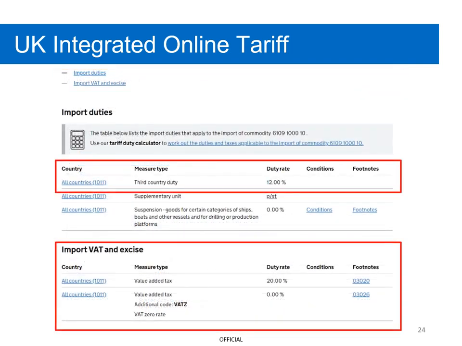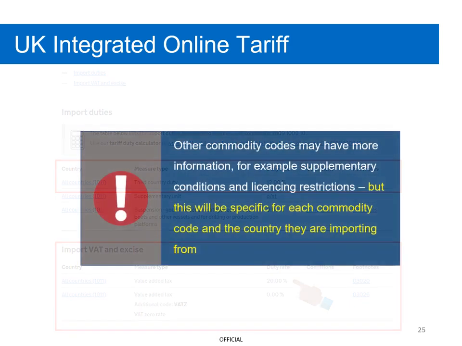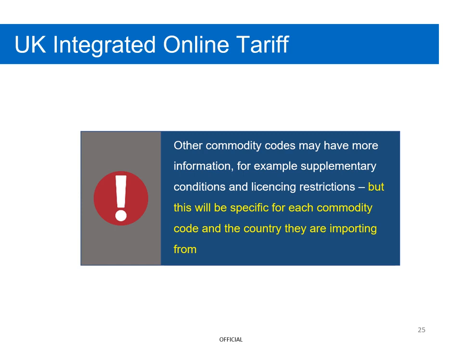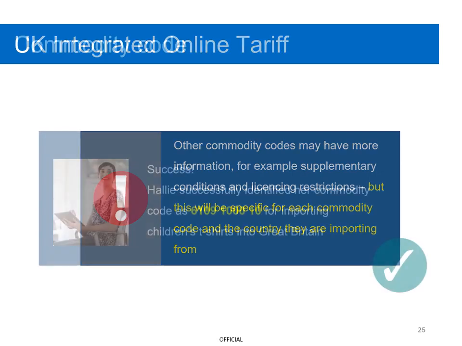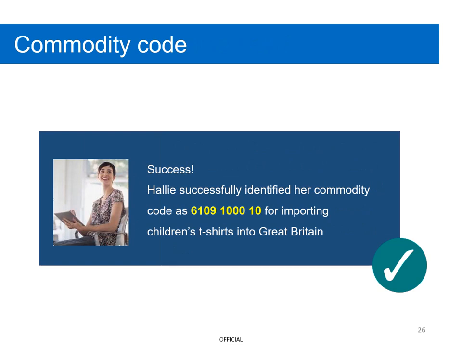For instance, Hallie can see that her rate of duty is 12% and the VAT rate is either 20% or 0%. As she is importing children's t-shirts, her goods are zero rated. Other commodity codes may have more information, for example, supplementary conditions and licensing restrictions, but this will be specific for each commodity code and the country they are importing from. Now Hallie has identified the correct commodity code, she now needs to identify the correct procedure code.